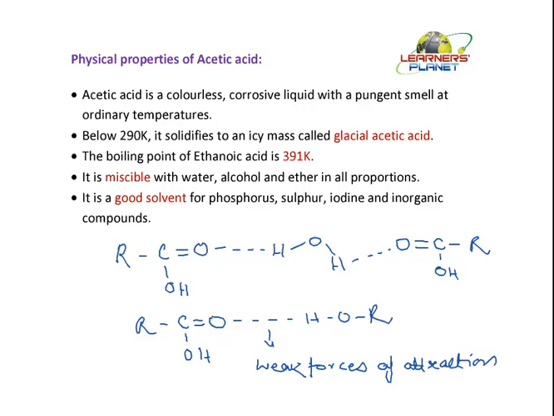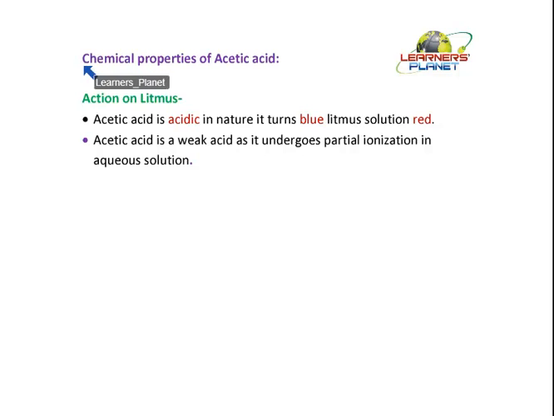So that is why they are miscible. It is a good solvent for phosphorus, sulfur, iodine and inorganic compounds also. Now let's move to the chemical properties of acetic acid. Now, action on litmus. If we are calling it an acid, what action will it have on the litmus paper or litmus solution? Acetic acid is acidic in nature, and so it turns blue litmus solution red.